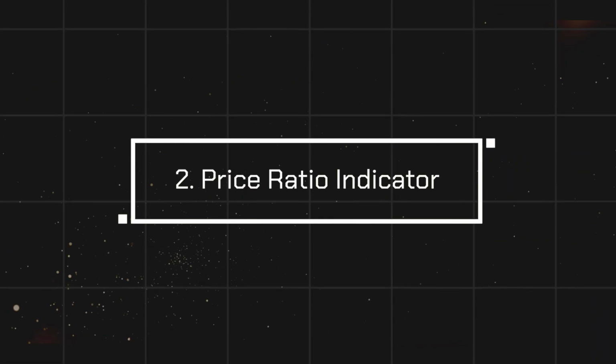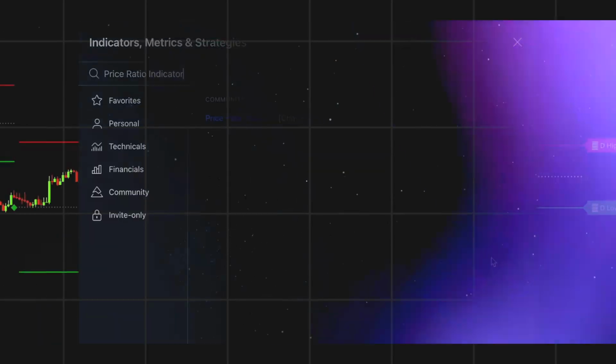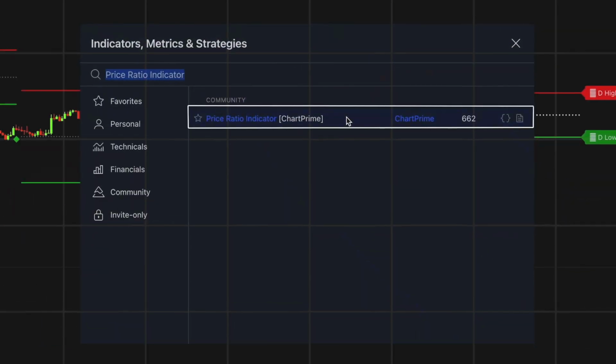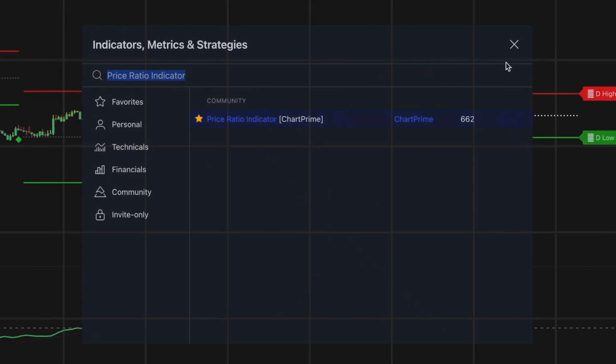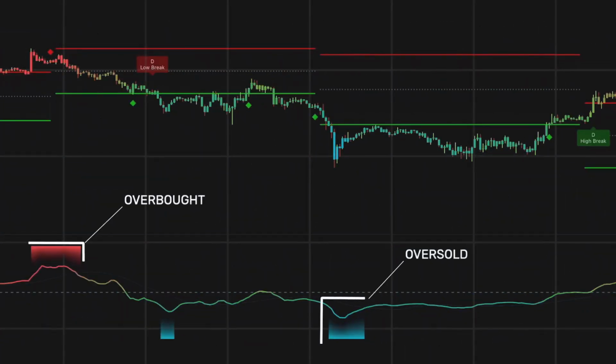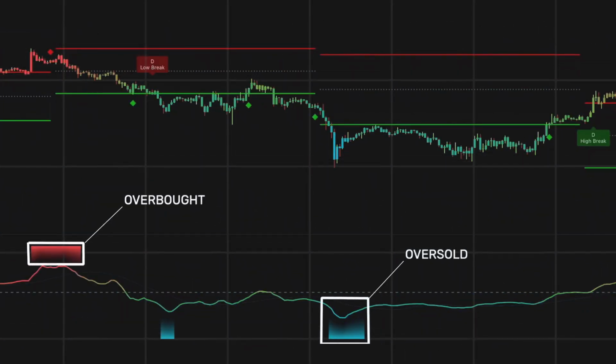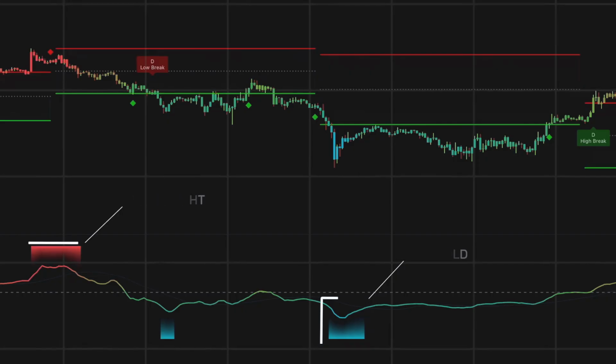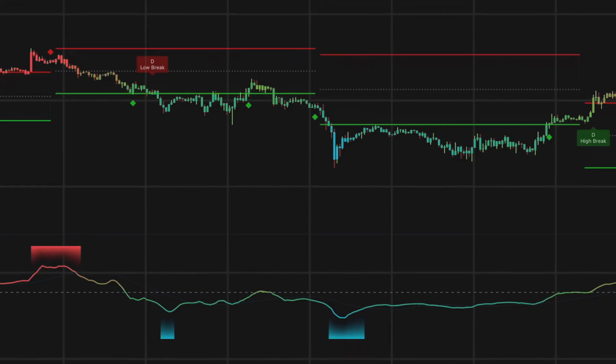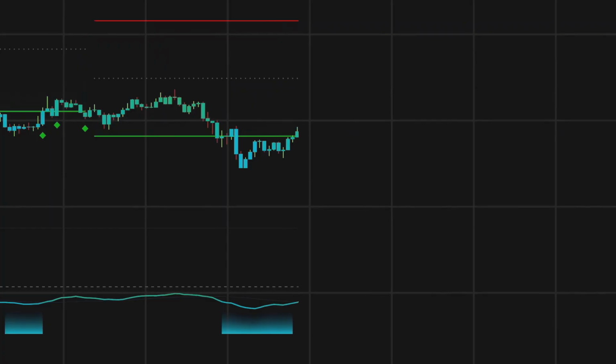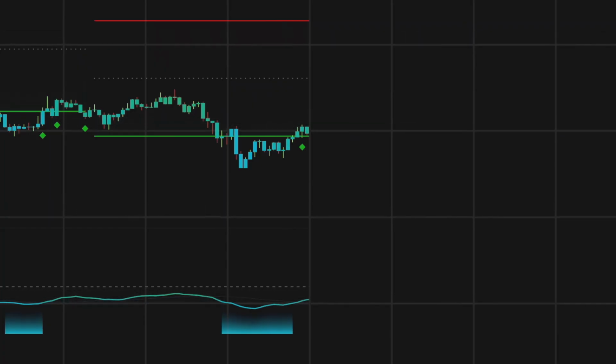For this strategy, we'll add another indicator, which actually takes our second spot. This tool is called a price ratio indicator. It uses a similar concept to RSI oscillator, but the reading is much more accurate. One of the best ways to combine these two indicators into one strategy is as follows. It works almost every single time.